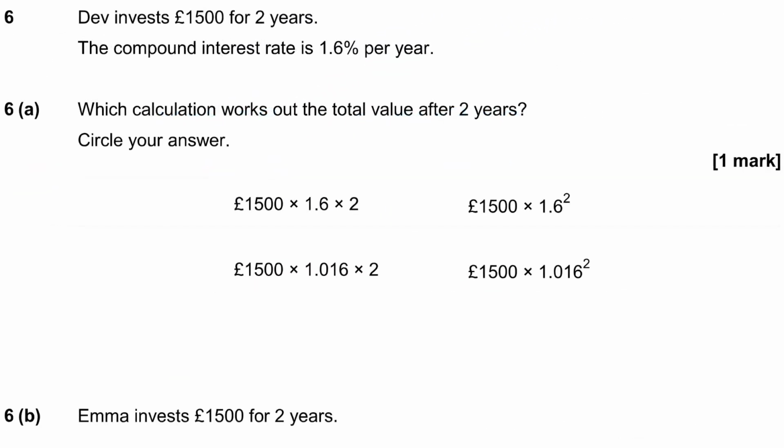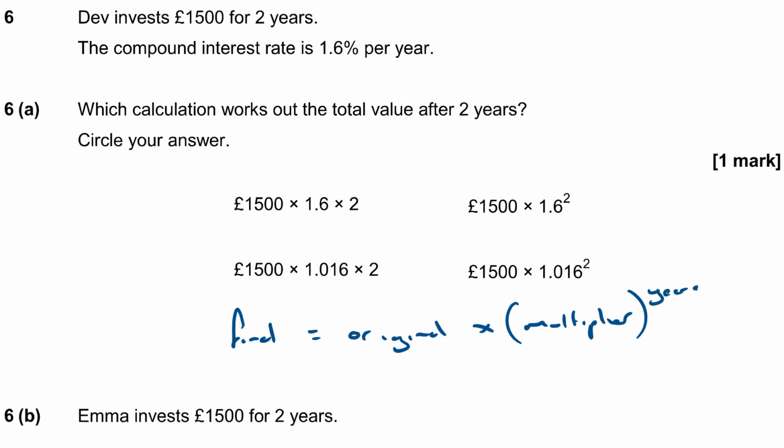Dev invests £1,500 for 2 years. The compound interest rate is 1.6% per year. Which calculation works out the total value after 2 years? Circle your answer. Okay, now we can use compound interest with the formula. Our final amount is our original amount times our multiplier raised to the power of, normally number of years, but it might be something else, depends on the problem.